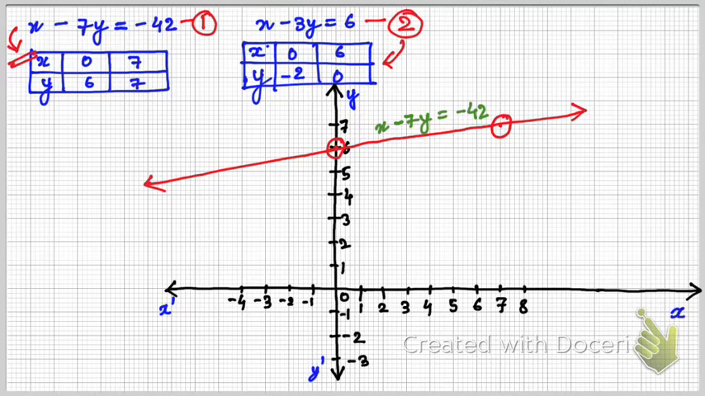Next, for equation 2 also we will have to draw. So 0, minus 2 is the first point for equation 2. 0 and minus 2 from y-axis, this point. And 6, 0 means this point. Now joining both the points, we will get this line, and the equation for this line is x minus 3y is equal to 6. So this is the graphical representation, or you can say the geometrical representation of the points.